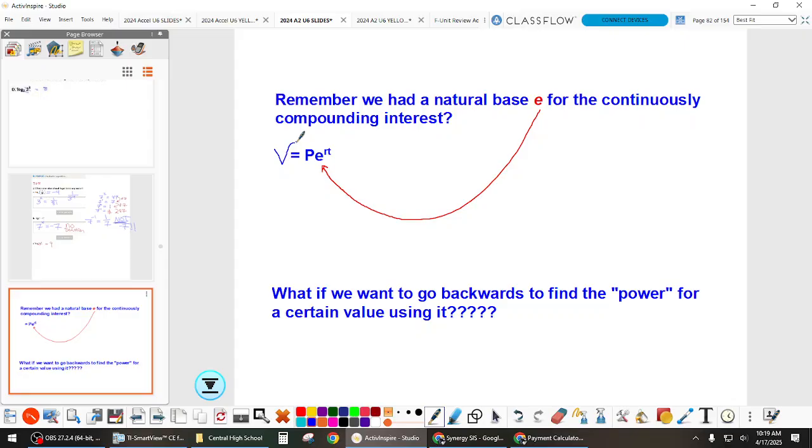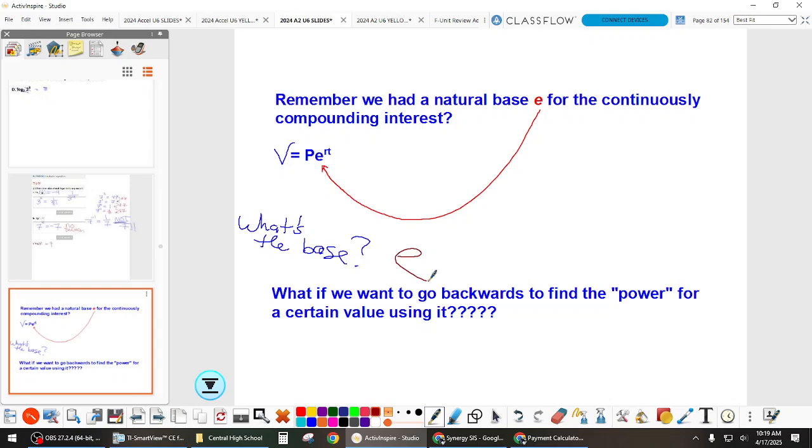What's our base? It's e, right? Why is it not P? P is not the base, it's not on the exponent. e is the natural base, like the continuous. Okay, are we good? Yes.